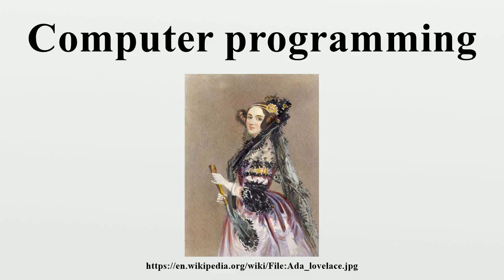Algorithmic complexity. The academic field and the engineering practice of computer programming are both largely concerned with discovering and implementing the most efficient algorithms for a given class of problem. For this purpose, algorithms are classified into orders using so-called Big O notation, which expresses resource use, such as execution time or memory consumption, in terms of the size of an input. Expert programmers are familiar with a variety of well-established algorithms and their respective complexities and use this knowledge to choose algorithms that are best suited to the circumstances.